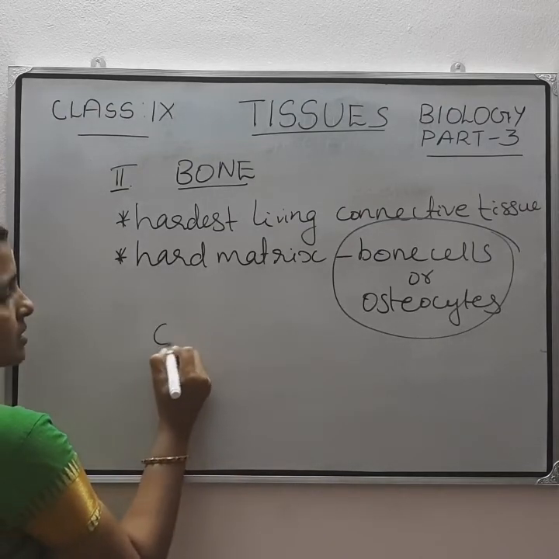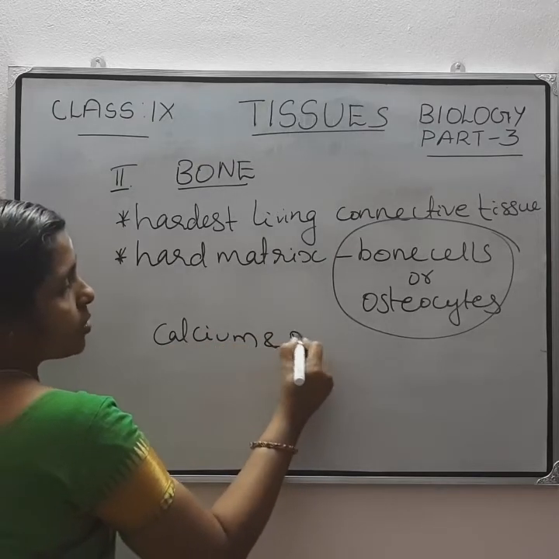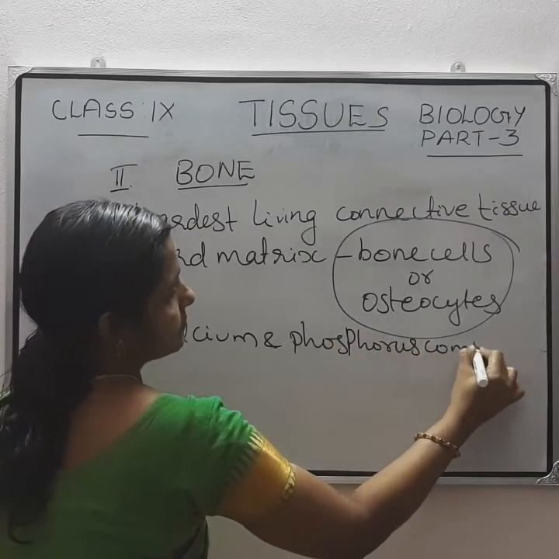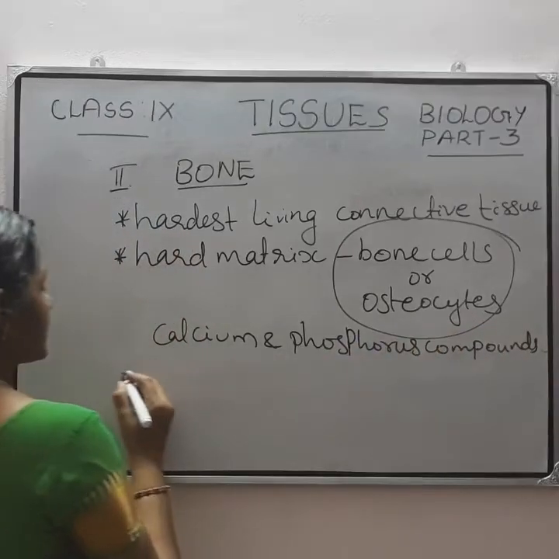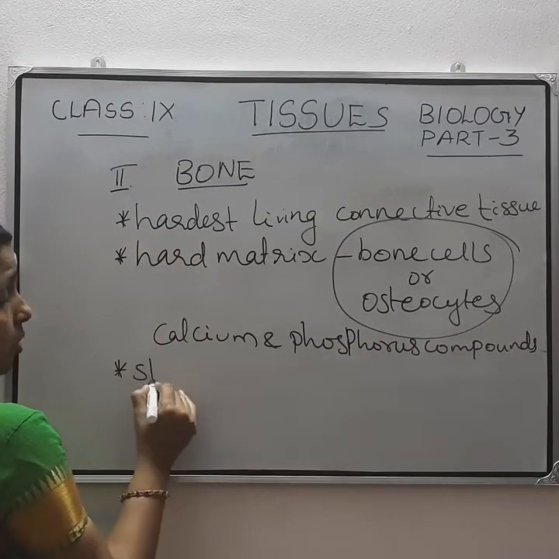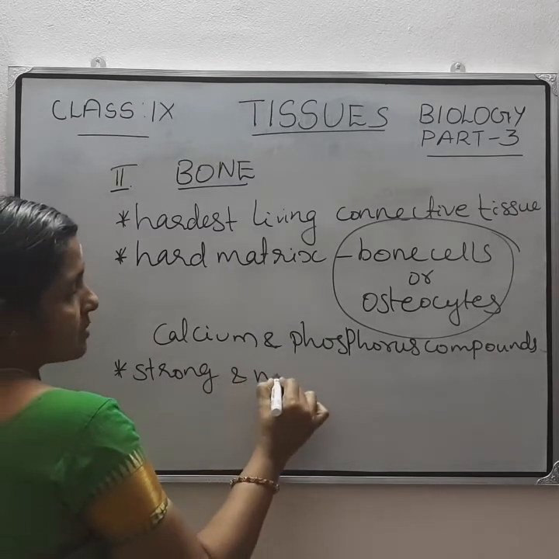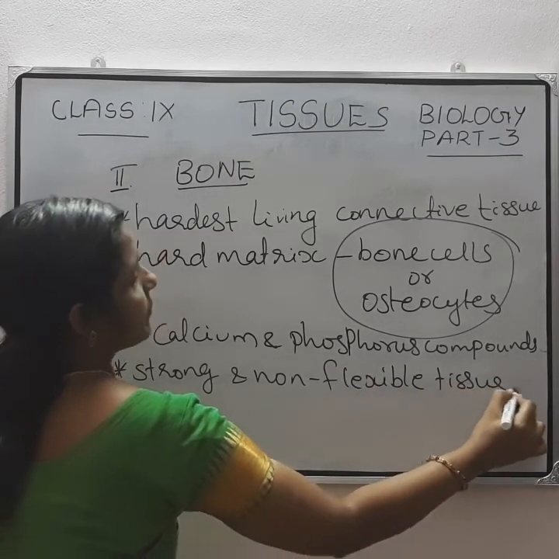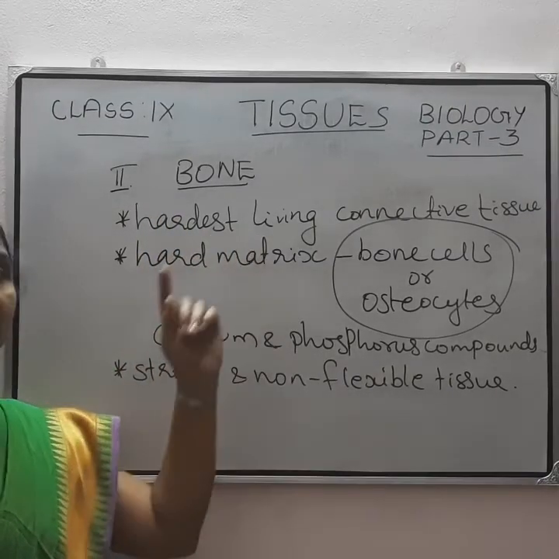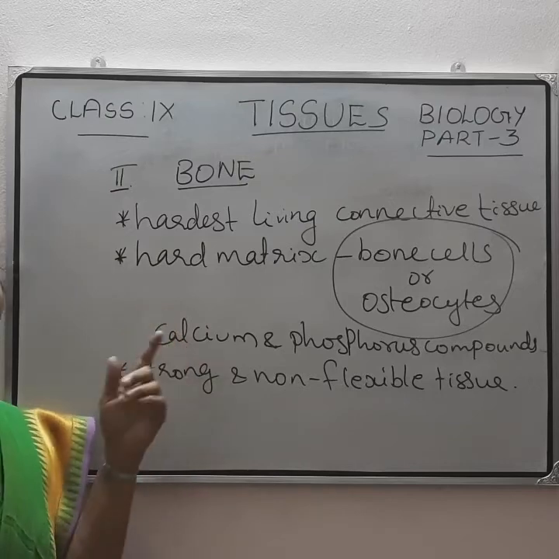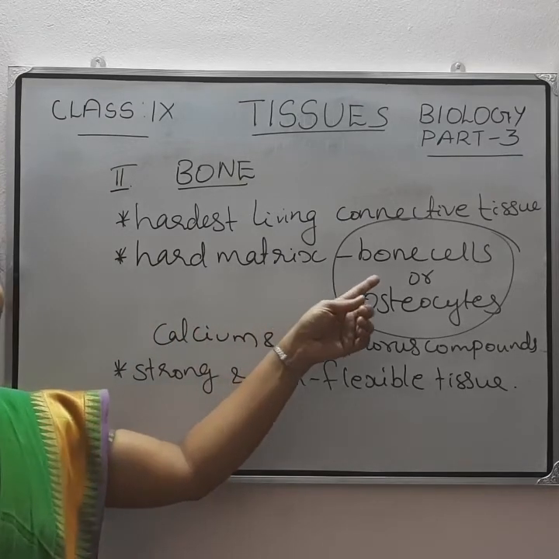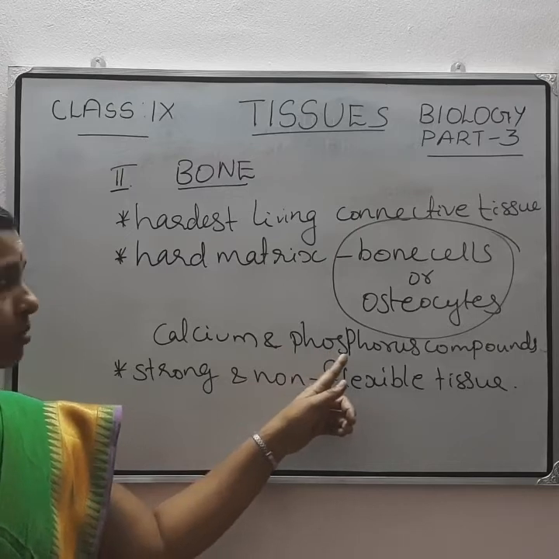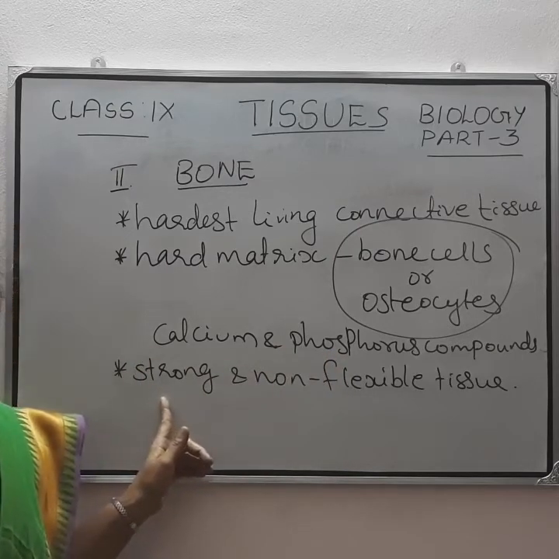And this matrix also consists of calcium and phosphorus compounds, and it is a non-flexible, strong tissue. So bone is the hardest living connective tissue in the body and consists of hard matrix, and that hard matrix contains bone cells or osteocytes, and this matrix contains calcium and phosphorus compounds, and it is a strong and non-flexible tissue.